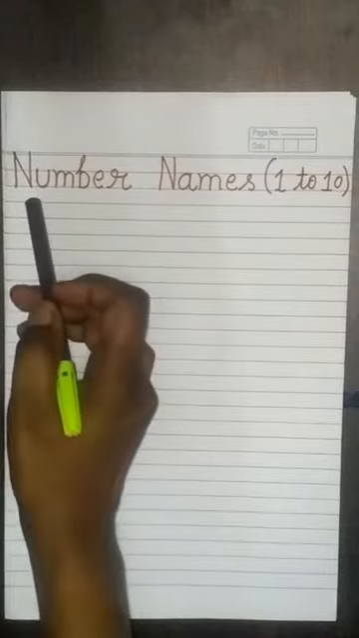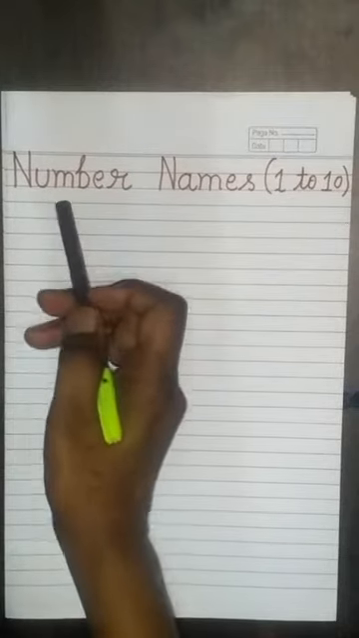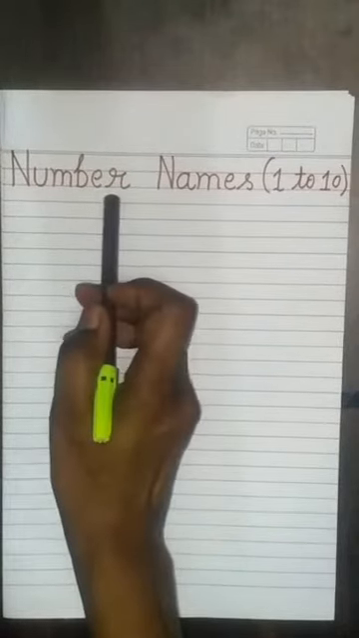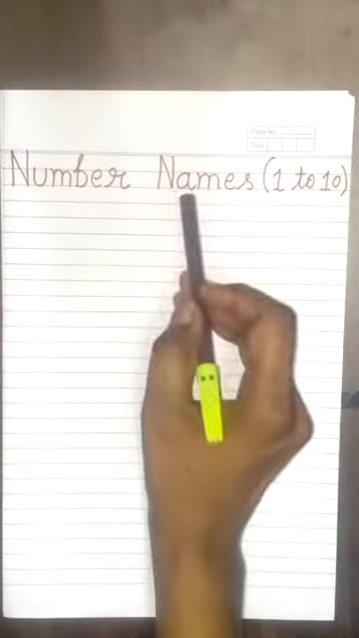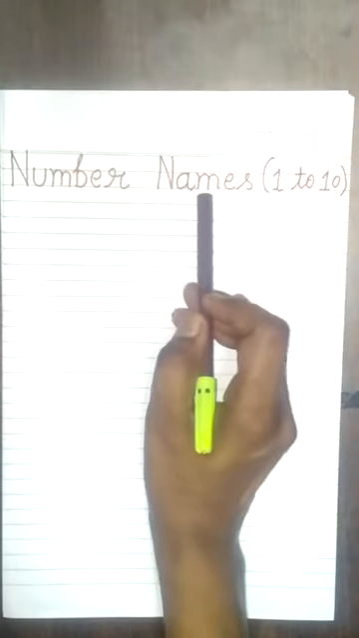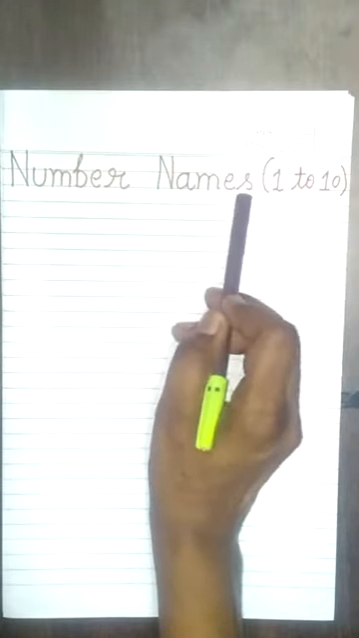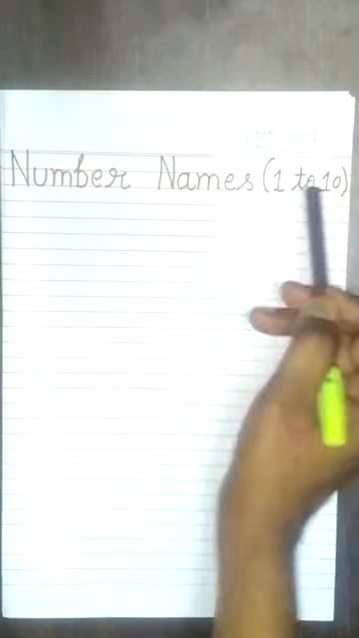Okay, so let's start doing number names first. N U M B E R, number. N A M E S, names 1 to 10. Okay, before starting number names, let me show you something. Tell me first, what is this?